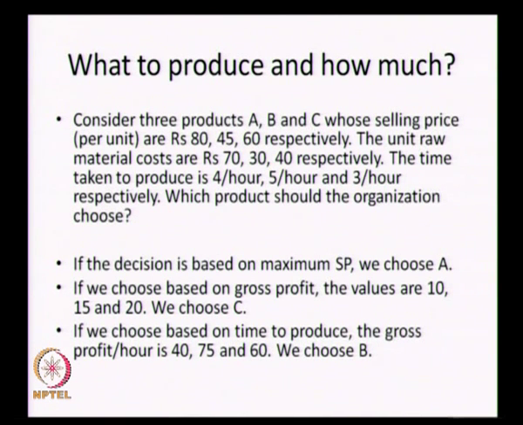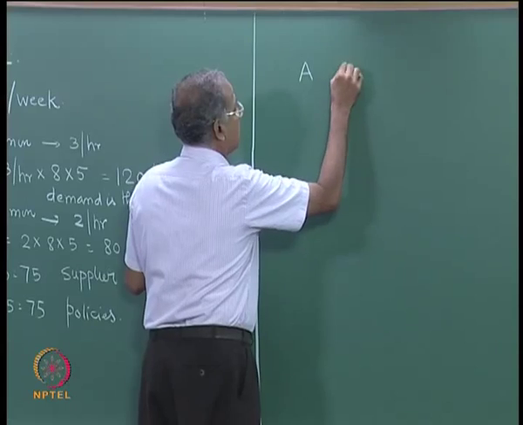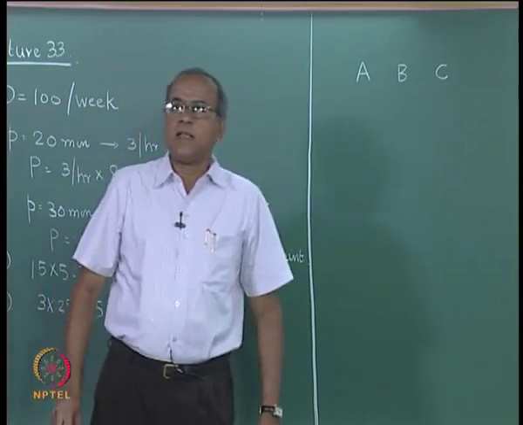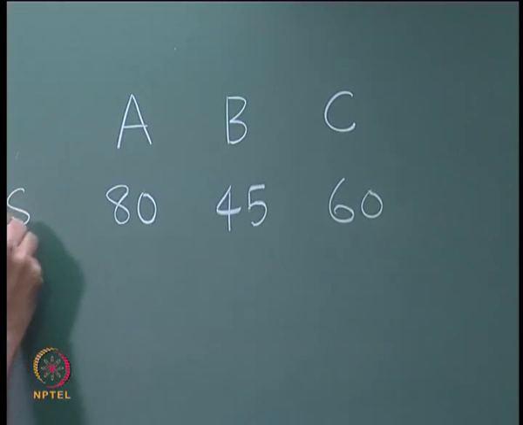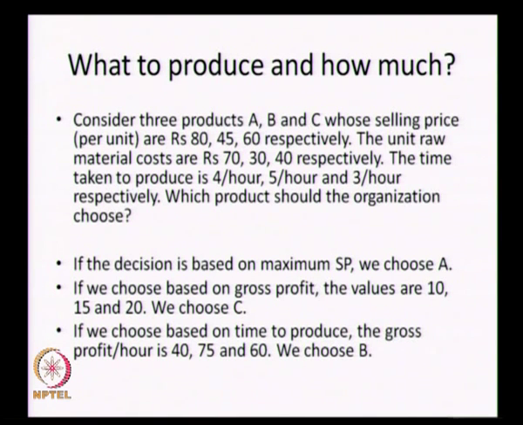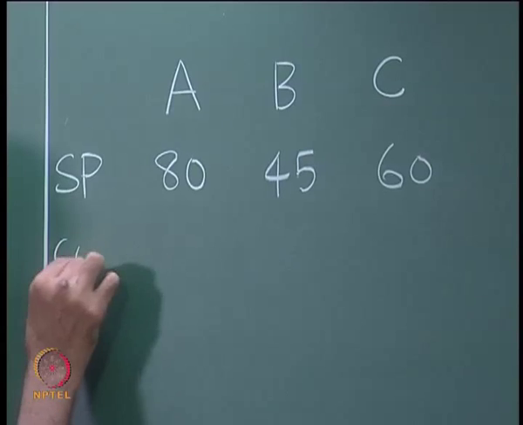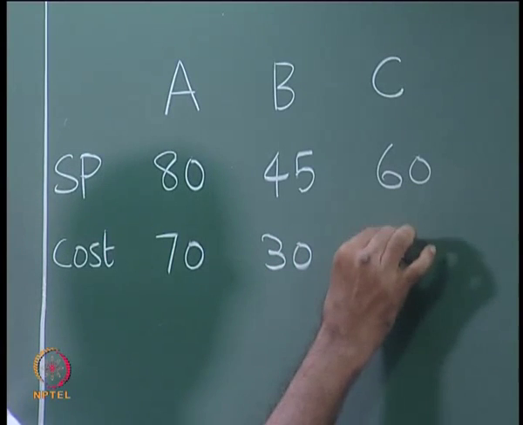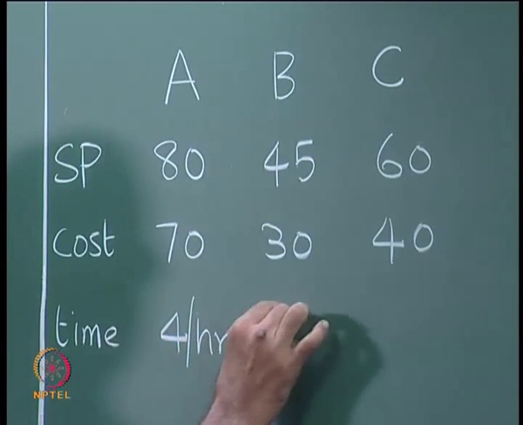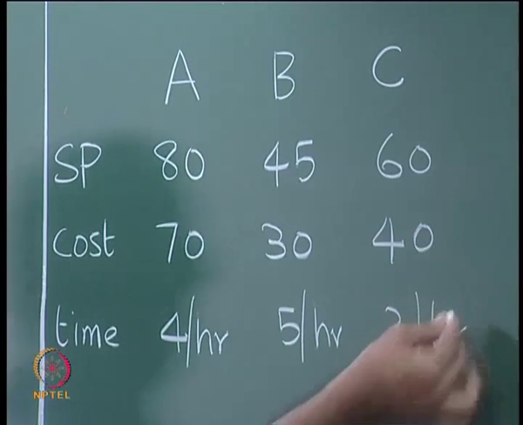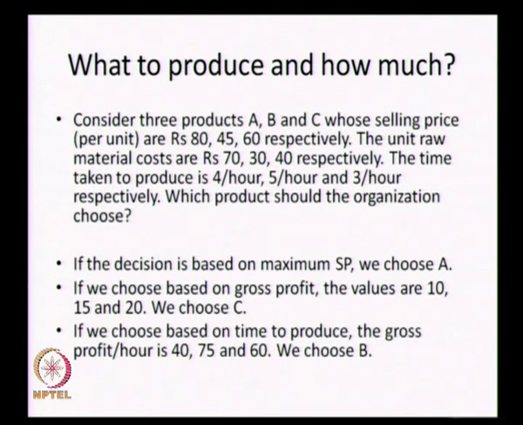Now, let us look at the next aspect, which is what to produce and how much to produce. So, we do that with an example. Consider 3 products A, B and C, whose selling prices are 80, 45 and 60. The raw material costs are 70, 30 and 40. The time taken to produce is 4 per hour, 5 per hour and 3 per hour. Which product should the organization choose and how much should it produce?